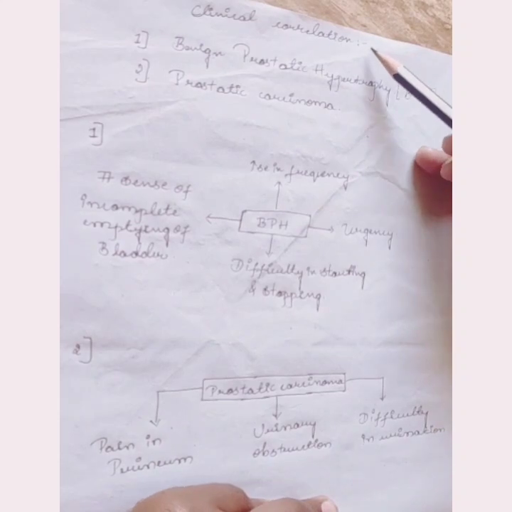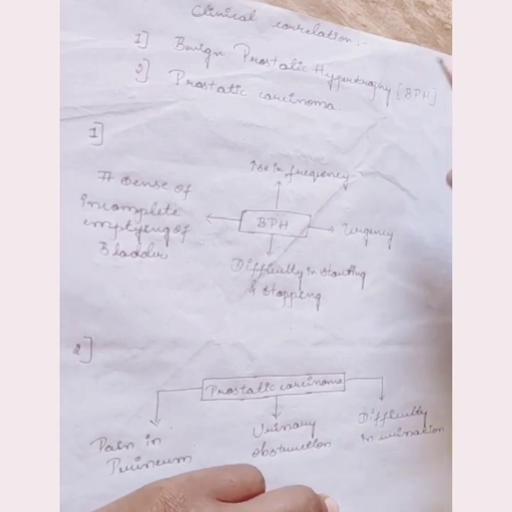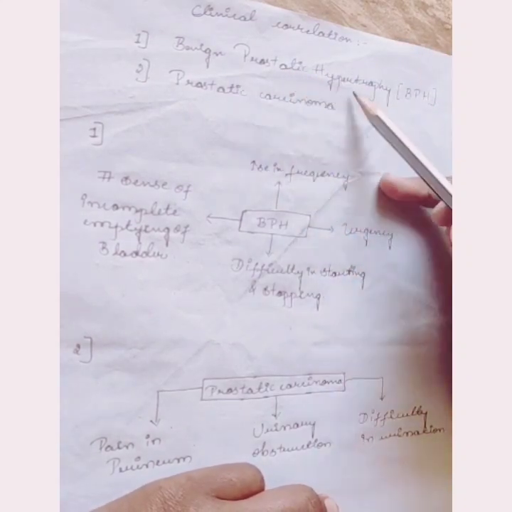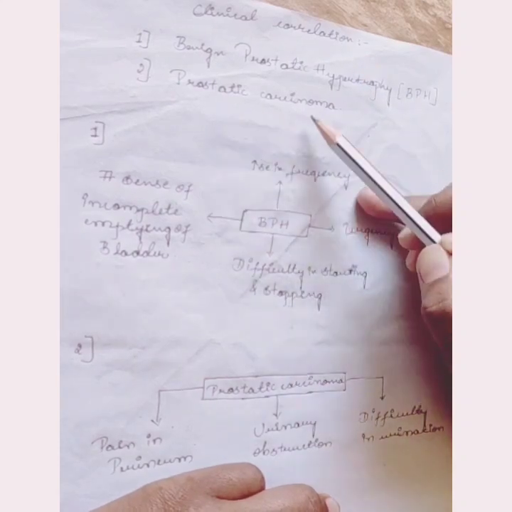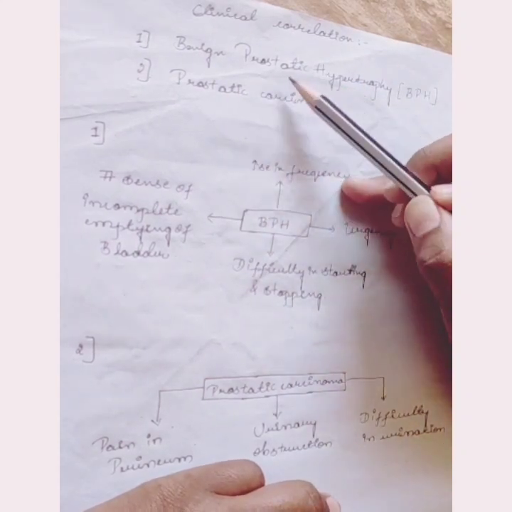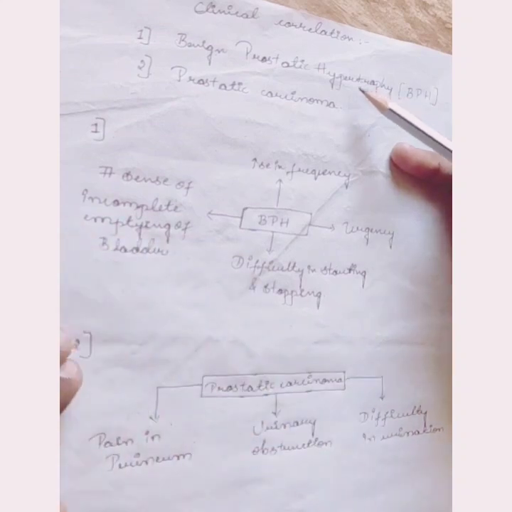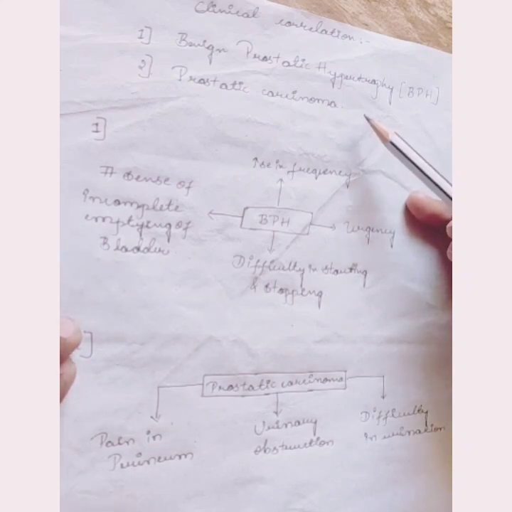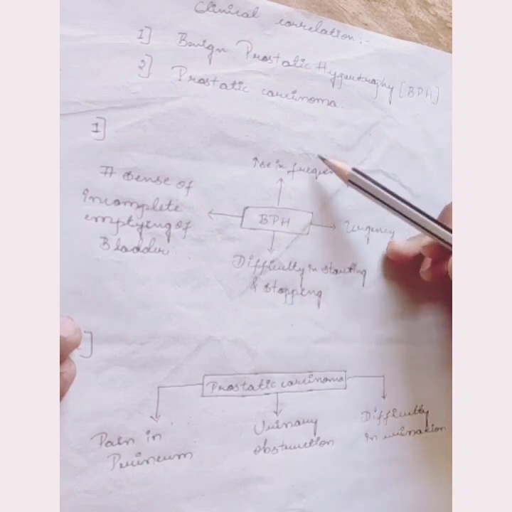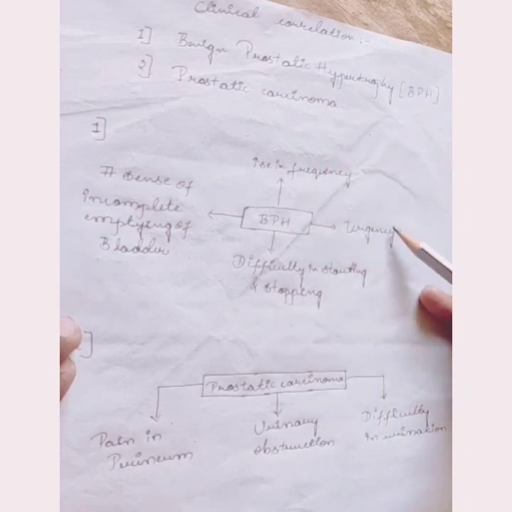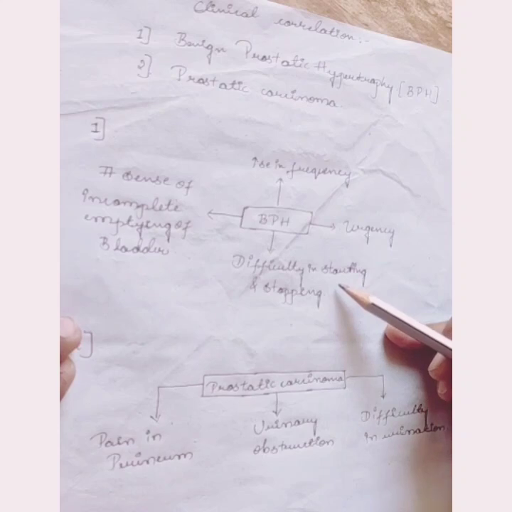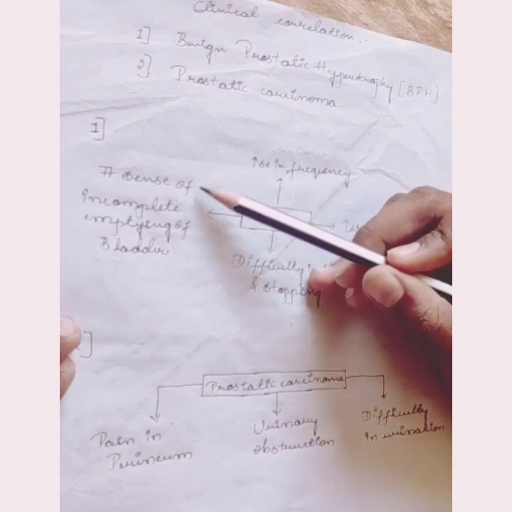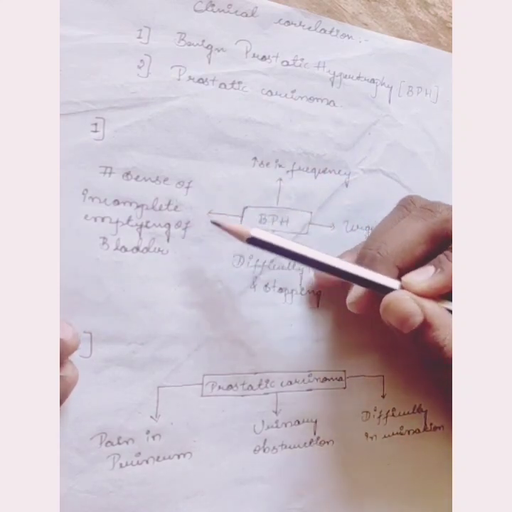Lastly, clinical correlation of the prostate gland. First is benign prostatic hypertrophy. Second is prostatic carcinoma. Benign prostatic hypertrophy: in males above 50 years of age, the prostate gland is enlarged due to hypertrophy of the median lobe, forming an adenoma. Its clinical features are increase in the frequency of urination, urgency of urination, difficulty in starting and stopping urination, and a sense of incomplete emptying of the bladder.